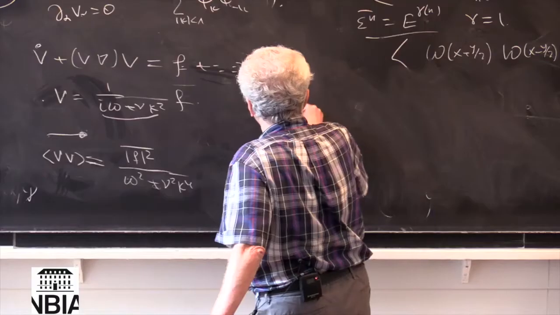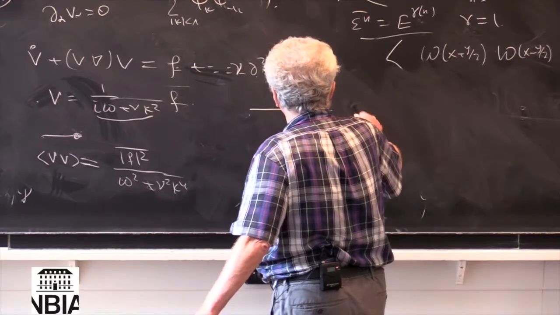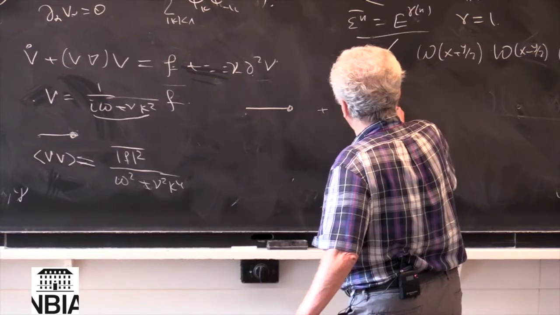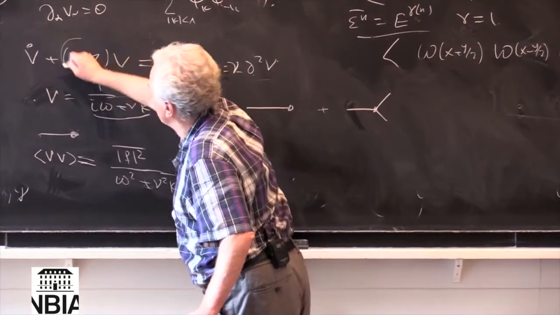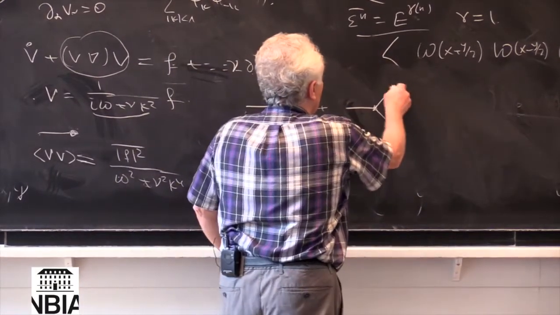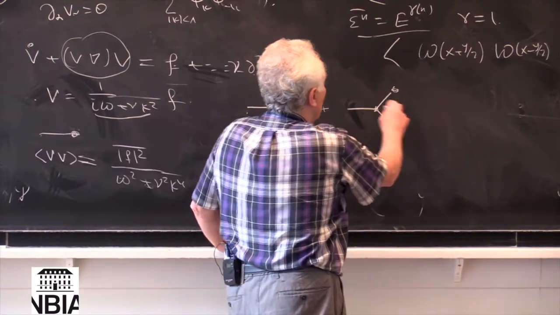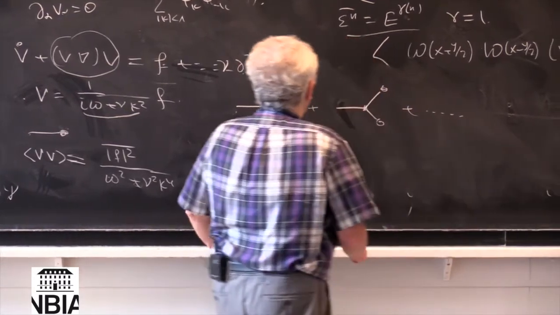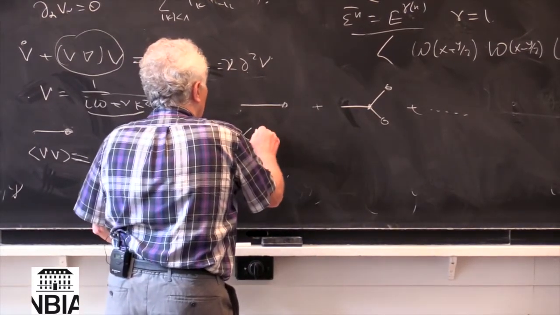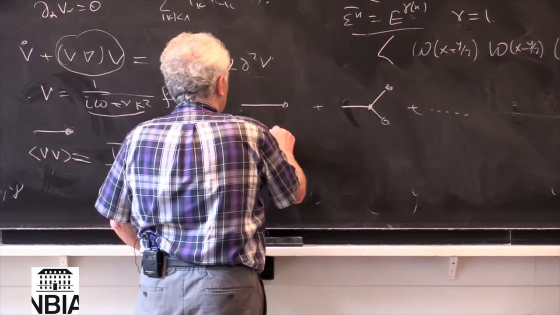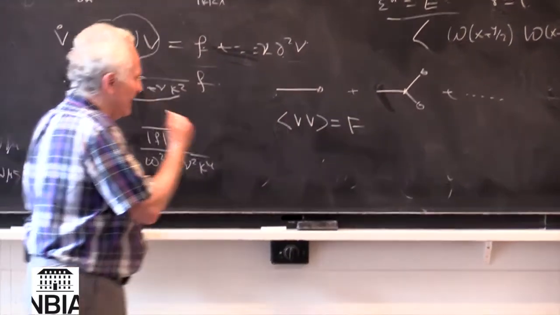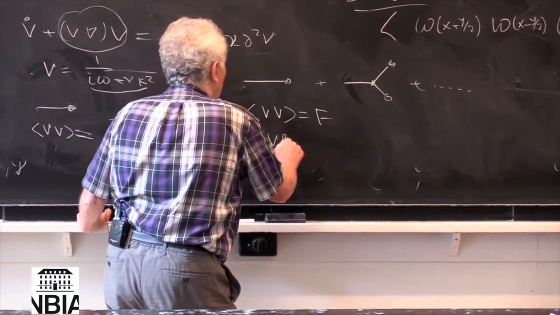So we have this as a zero approximation. The next approximation would be a diagram like that. You have the vertex coming from this term, which is of course very easy to extract. So we have linear force, quadratic force, and so on. And as a result, there will be two functions: the correlation function VV, which we'll call F, and the correlation function VF, which we call G.